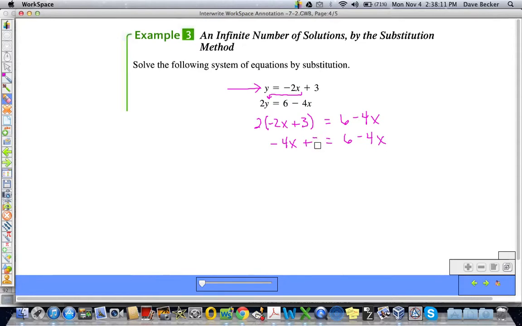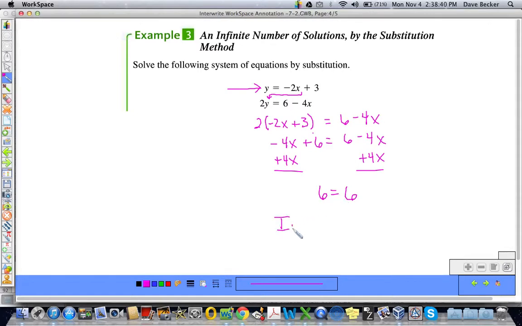And I wrote 3 here. That's confusing. 2 times 3 is 6. Okay. Wait a second, this is the exact same thing, right? I mean, if we continued on, like if I added 4x to both sides, this gives me 0, this gives me 0, so I get 6 equals 6. So if you were able to eliminate your variable and you get an equation that does make sense, 6 equals 6, that's when you have an infinite number of solutions. So you would simply write infinite solutions.